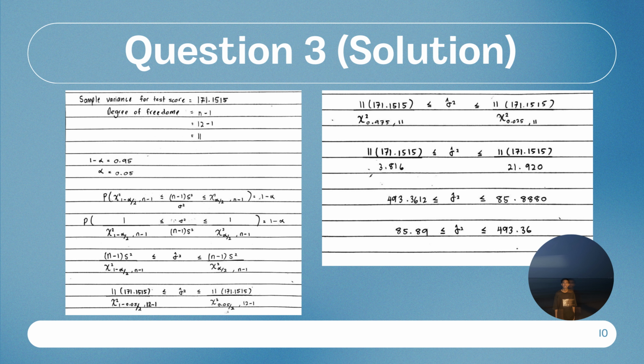At line 3 of constructing this formula, you will see I added a hat on the variance in the middle, which means that is the simplest form of constructing this formula. After you get the simplest form, you just need to insert the value of alpha, the value of n, and the value of s to find the final answer. And the final answer will be the population variance is between 85.89 and 493.36.